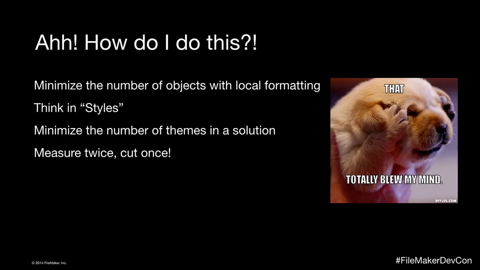So some of you are looking like, oh my gosh, how do I do this? Especially if you have existing solutions that you're migrating through the different versions of FileMaker and you want to make this work for you. Well, there's a couple of things you want to think about from a mindset perspective. One is it's all about minimizing local formatting. So you want to go through and identify those objects, and we'll talk about exactly how to do that. And you want to think in this kind of style-centric mode.